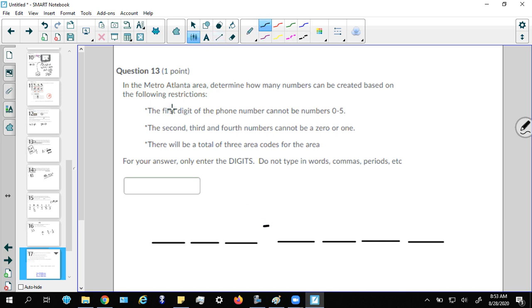It says the first digit of the phone number cannot be 0 through 5, so that means it'll be 6 through 9. The second, third, and fourth numbers cannot be a 0 or 1, so that's got to be a 2 through 9. But notice there's no restrictions on these last 3, so that's a 0 through 9.